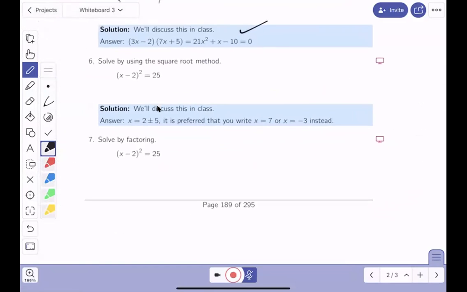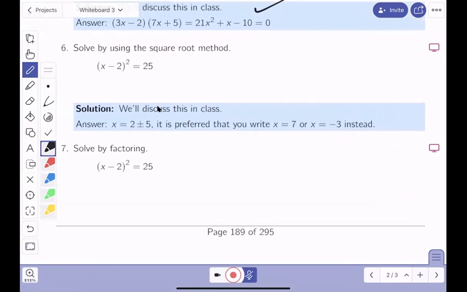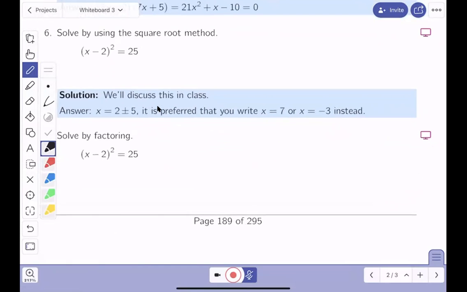All right, let's go to number 6. And number 6 uses the square root method. I want to point out what the square root method is. It says this: do you have a variable expression being squared equaling a number? And I do. And if that's the case, I could easily write that down now. It's going to be x minus 2 equals, this is the square root method, plus or minus the square root of 25.